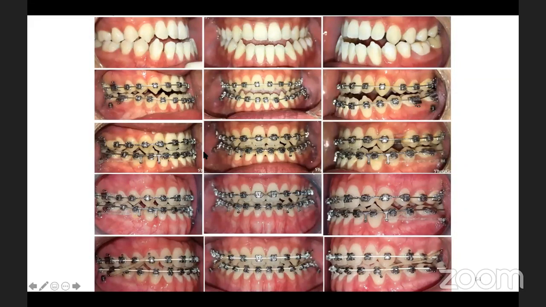So eventually, the drawbridge effect also helped me to close this open bite. And eventually I was able to correct the open bite and the class 3 and the anterior cross bite, but the lower incisors were really retroclined.